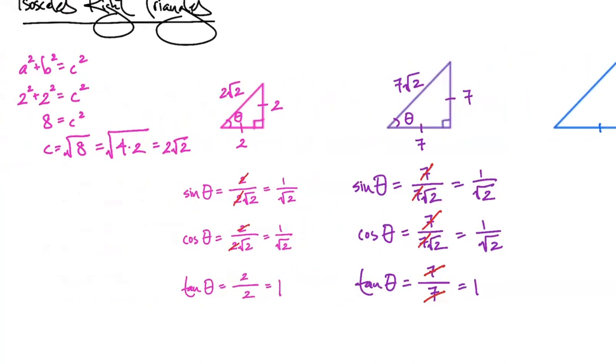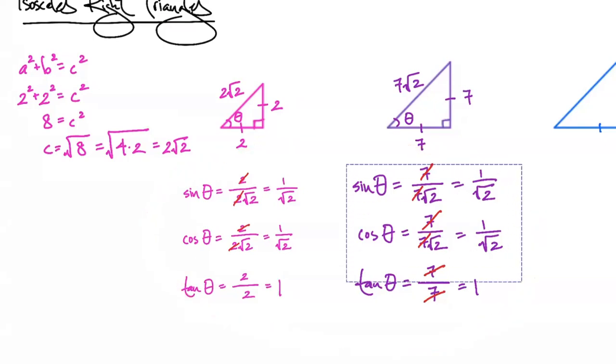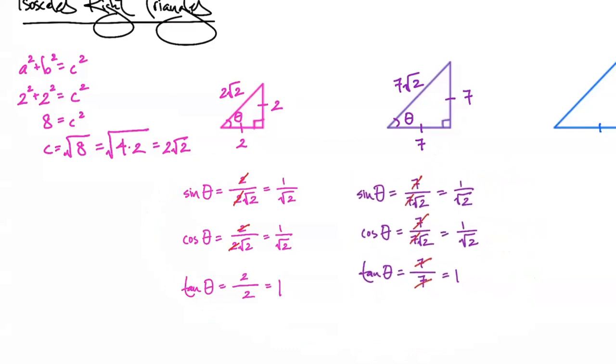Okay. So let's pause here for a moment, right? Because I have two triangles that are completely different sizes. One that I'm telling you has side lengths of 2, 2 and 2√2, but then the purple one has 7, 7 and 7√2, right? So the side lengths are clearly different. What about our trig ratios? Are they the same or are they different? Are they the same because it's like the same angle?